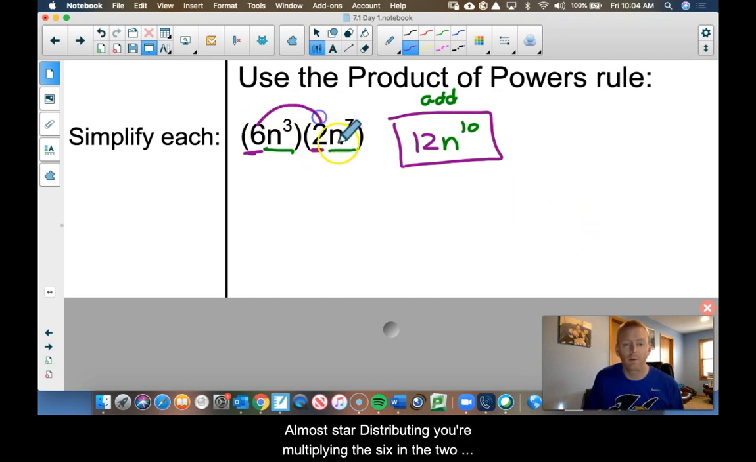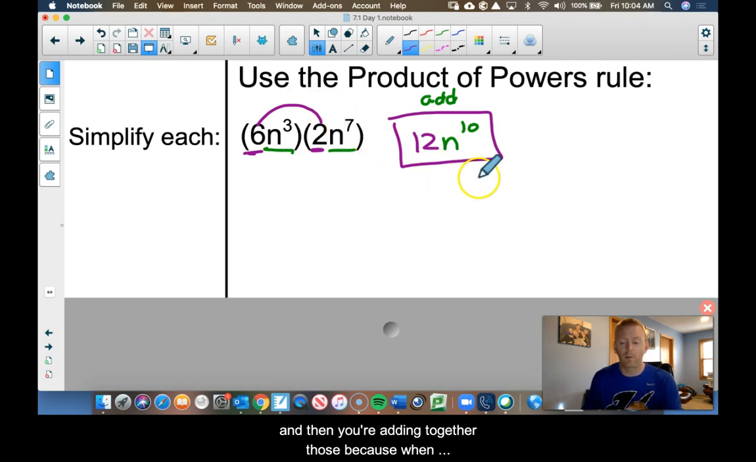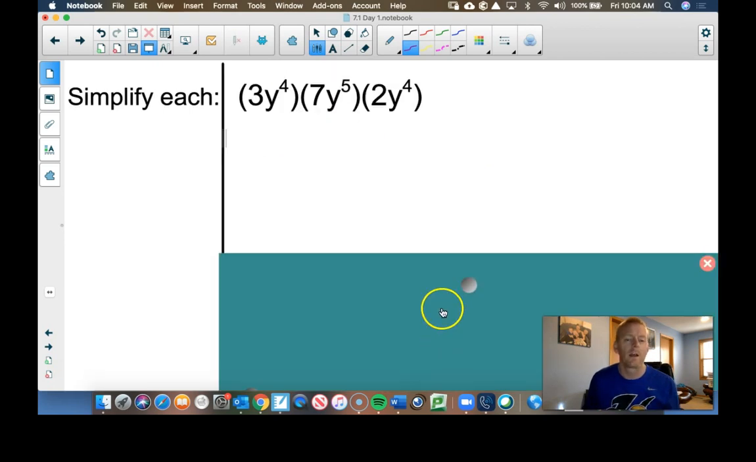So you almost are distributing. You're multiplying the 6 and the 2, and then you're adding together those exponents because when we multiply exponents, we add. Now I'm going to skip this other example down here that's hidden because we want to keep moving for you.